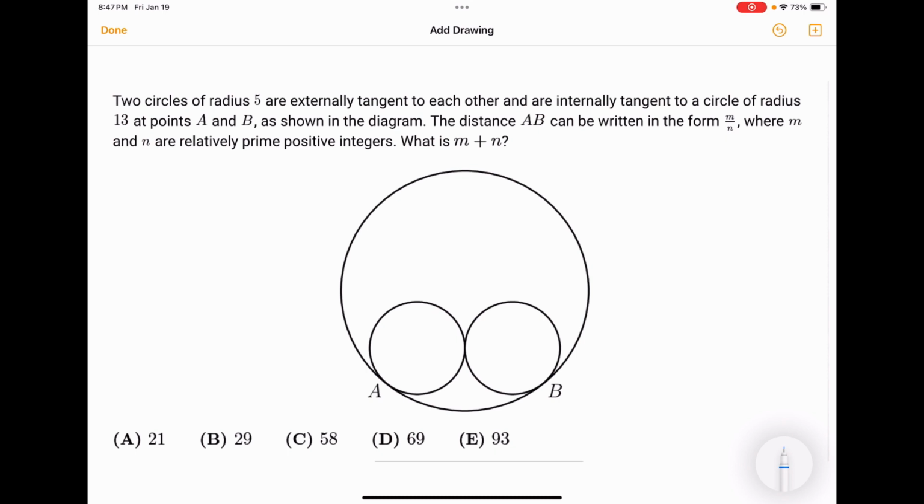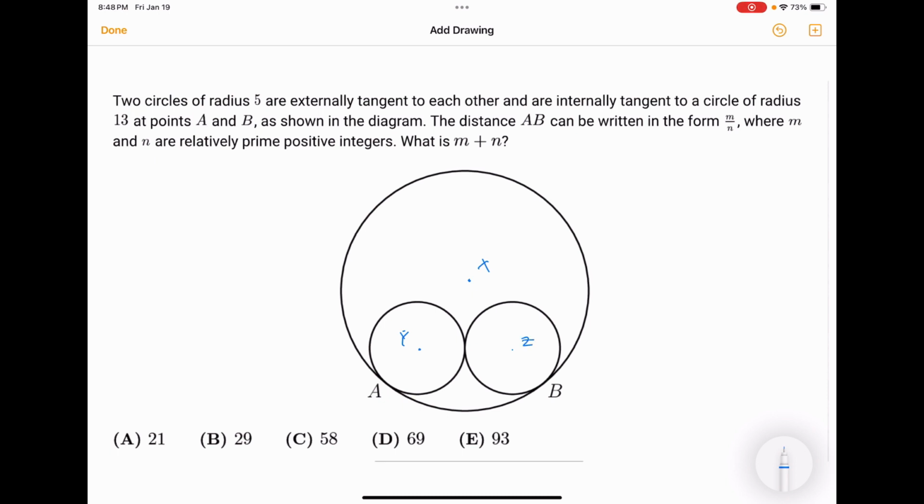So let's start this problem off by labeling the diagram. Let the center of the surrounding circle, the big circle, be X. And then the circle that is tangent at point A, the circle on the left side, will have a center at point Y. And then the circle on the right side will have a center at point Z.